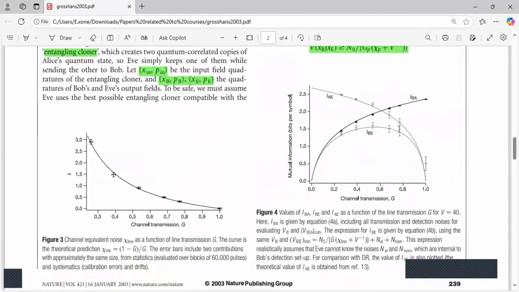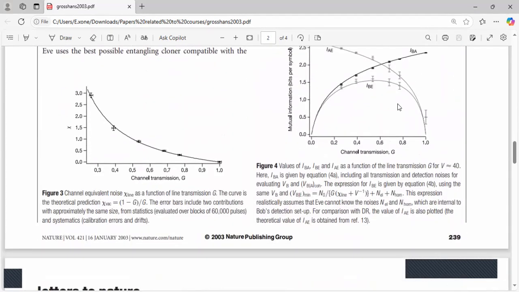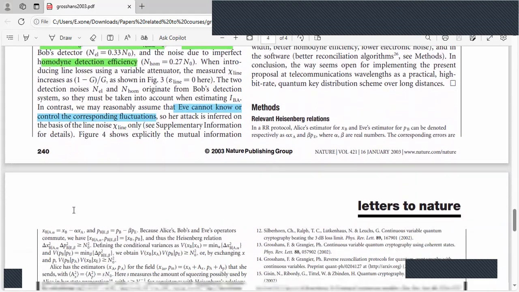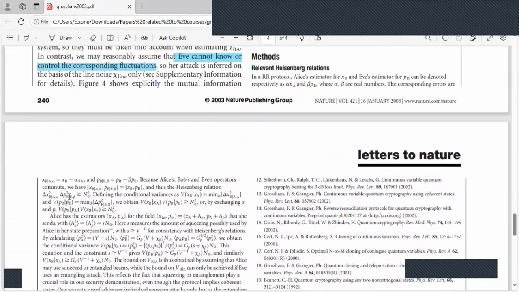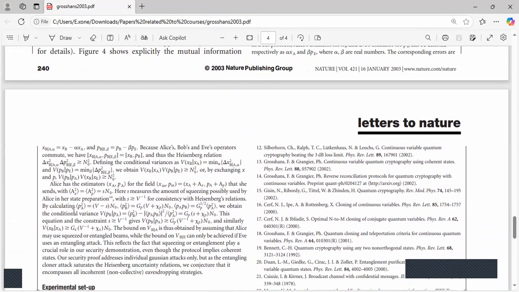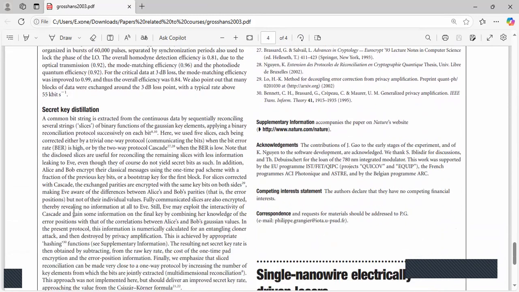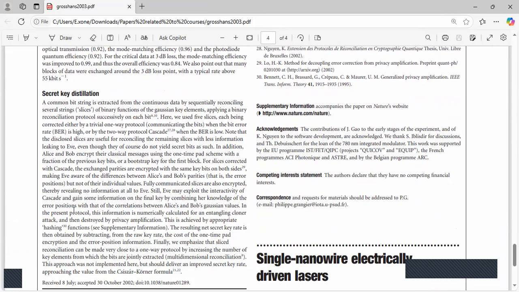And in figure 3, they are showing that the noise decreases as the transmission of the channel increases, and that's it. So in the method, they are just doing some theoretical analysis about the Heisenberg relationship between the conditional quadrature values, and they talked about some experimental setup, and then they talked about some secret key distillation techniques.